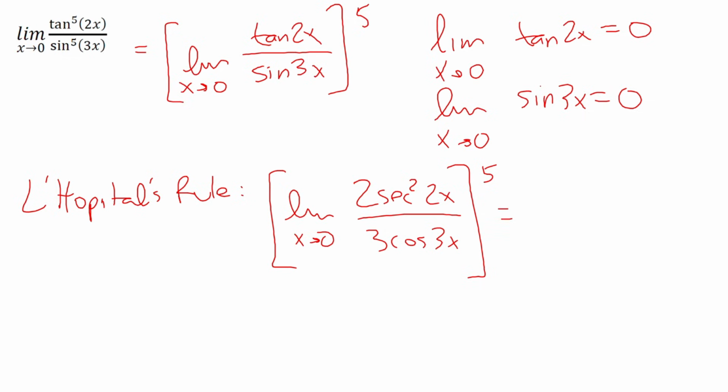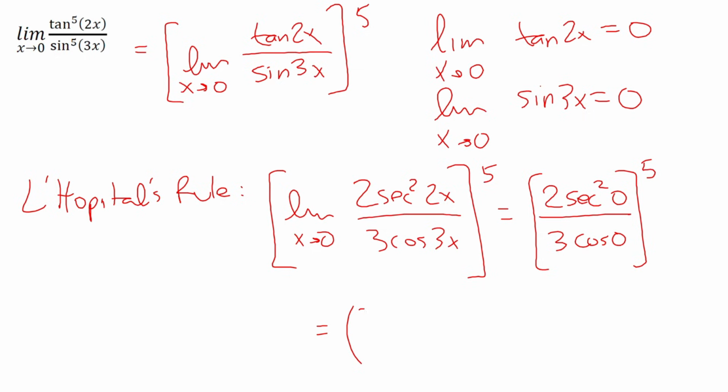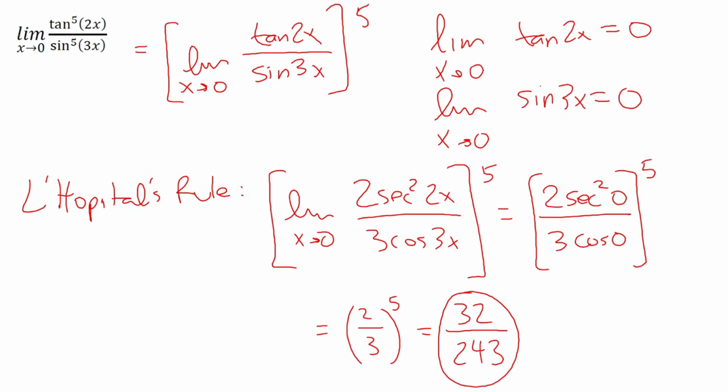Well, that gives us 2 times the secant squared of 0 over 3 times the cosine of 0, all to the 5th power. And we know that the secant of 0 and the cosine of 0 are both 1. So 2/3 to the 5th power should be 32 over 3 to the 5th, which is 243.